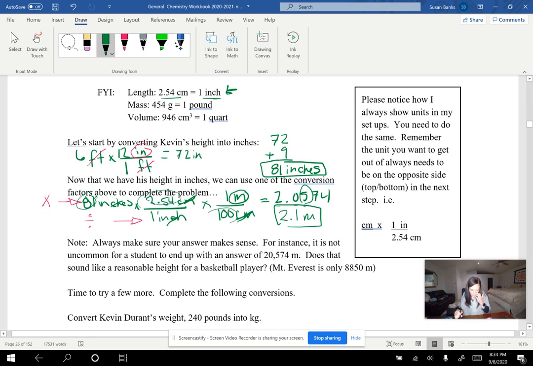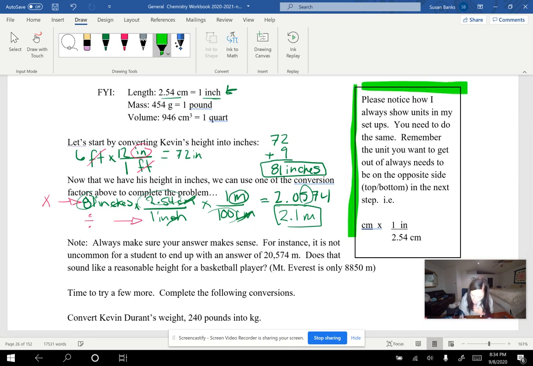Another thing I really want to highlight here: please notice how I always show my units in my setups. You need to do the same. Remember, the unit you want to get out of always needs to be on the opposite side, top or bottom, in the next step. So I wanted to get out of centimeters.